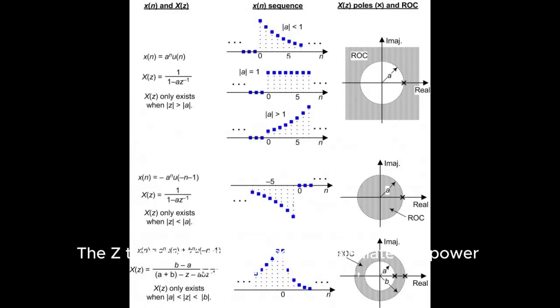The Z-transform can be used to calculate the power spectrum of a signal, which is the plot of the magnitude of the frequency component against the frequency. This is done by integrating the magnitude of the Z-transform over the angle variable omega.